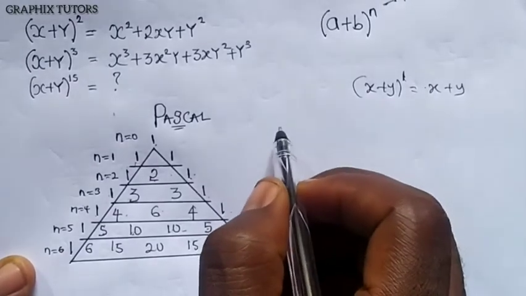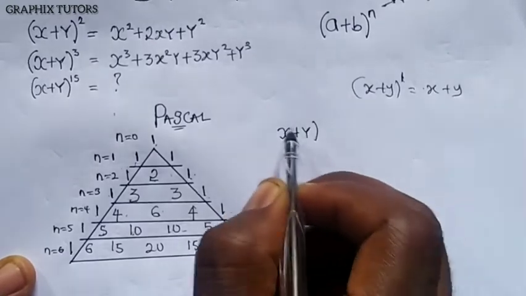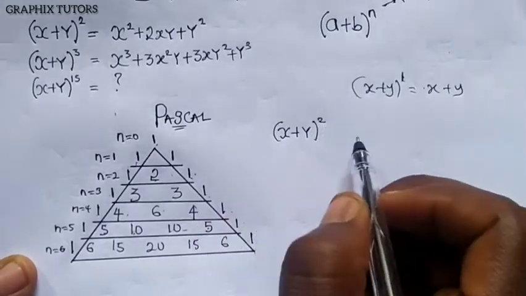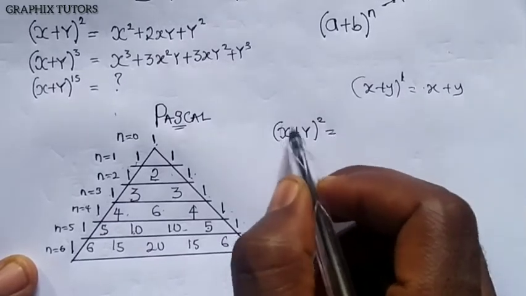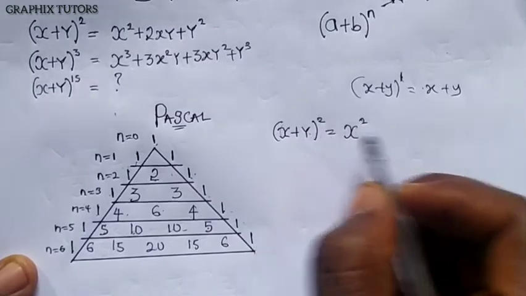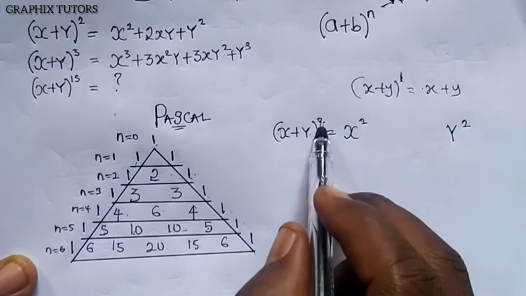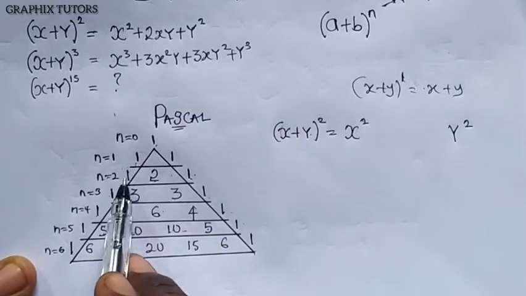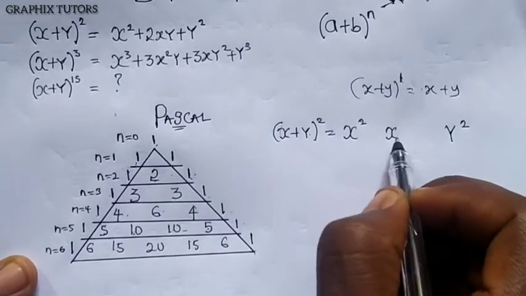If I have (x + y)², what I'm going to do is this. My first value, I'll write my x to the power of 2. My last value, I'll write my y to the power of 2. Since it's 2, if you look at n equals 2, it means I need 3 terms, so the center term will just give me xy.